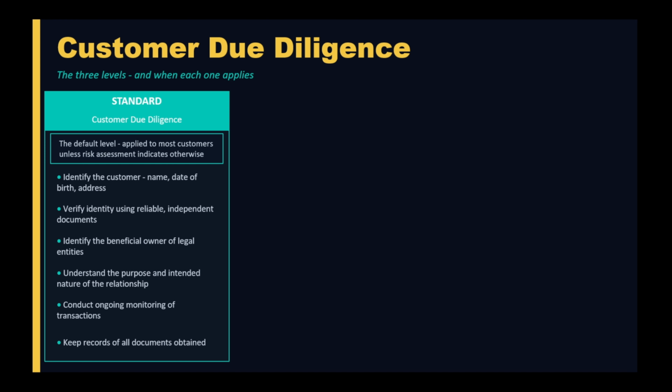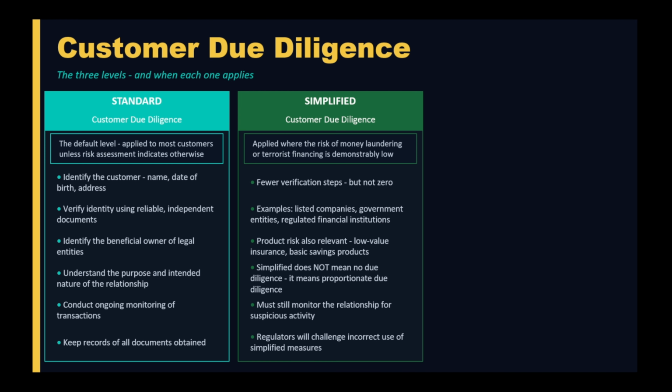Let's look at the second one, simplified due diligence. Simplified due diligence is applied where the money laundering risk or terrorist financing risk is considerably low. This might be applicable to listed companies whose ownership is publicly known, government entities, or regulated financial institutions that are themselves subject to anti-financial crime obligations. It can also apply to certain low-risk products such as basic savings accounts or low-value insurance policies.